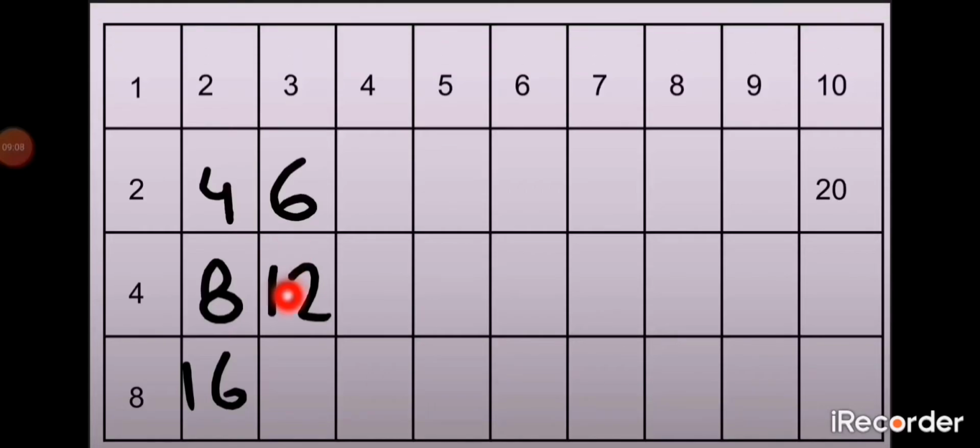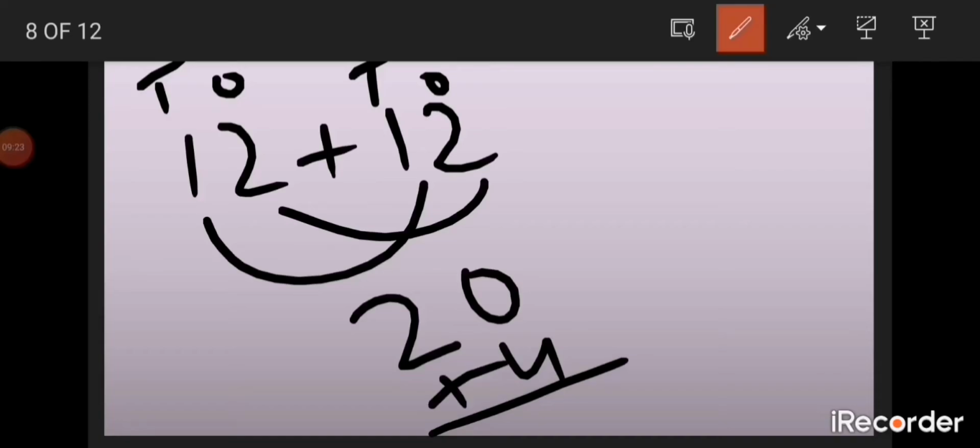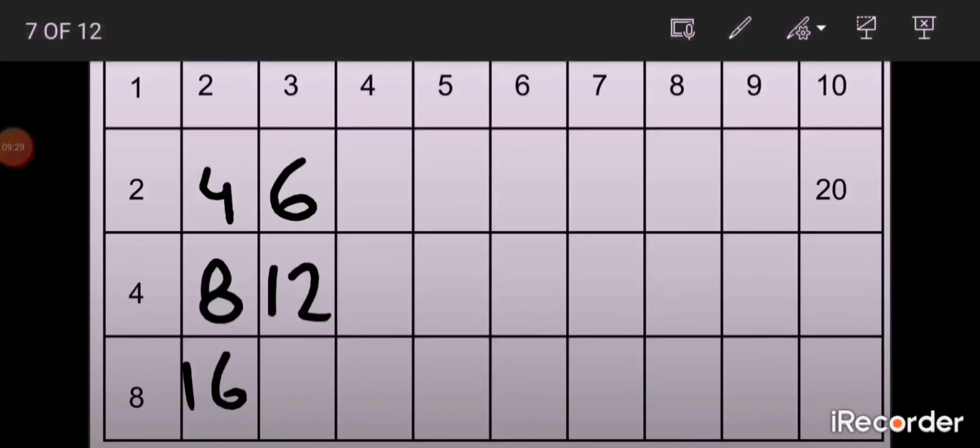Now, double of 12. Again, we use the rough work page here. 12 plus 12. Put the values ones and tens. Add the tens. 1 ten and 1 ten. 2 tens. That means 20. 2 plus 2, 4. Now add these numbers. 0 plus 4, 4 and 2. The double of 12 is 24.